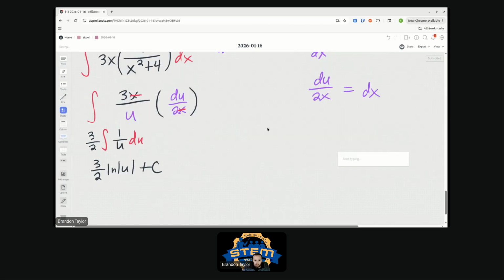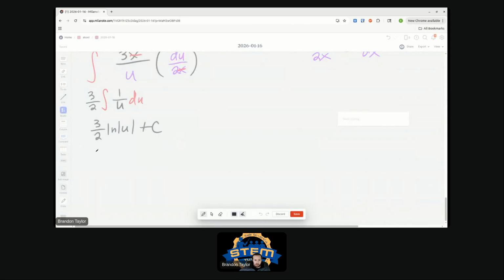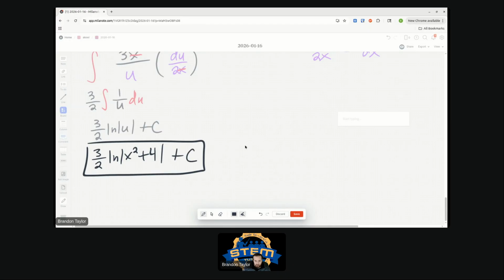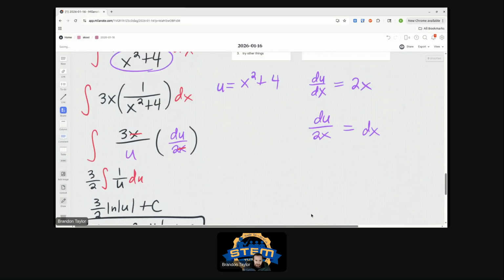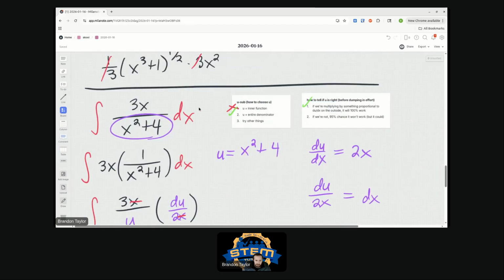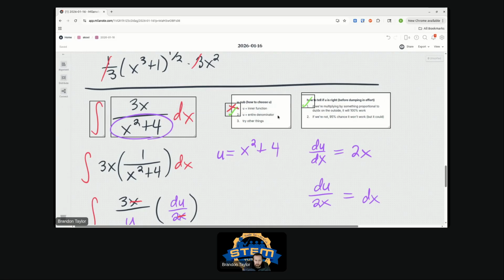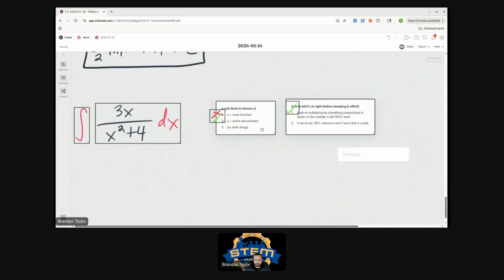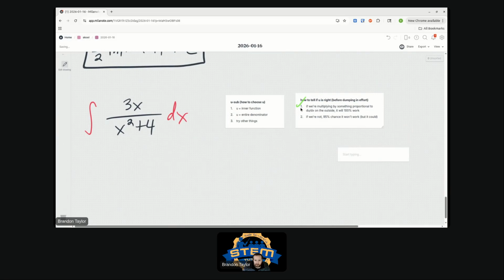What's u? x squared plus 4. So 3/2 natural log of x squared plus 4, plus C on the outside. That's the answer, and you can check that one. That'll work. So that's another U-sub problem where we actually have to use the second rule, and then I'll show one more here. This next one is actually kind of interesting.